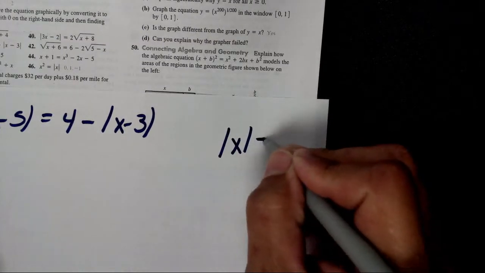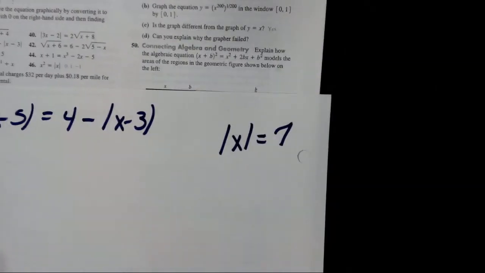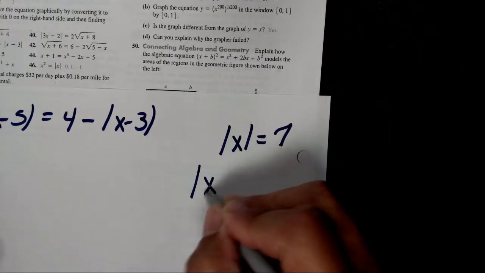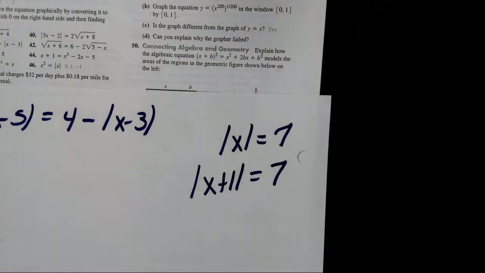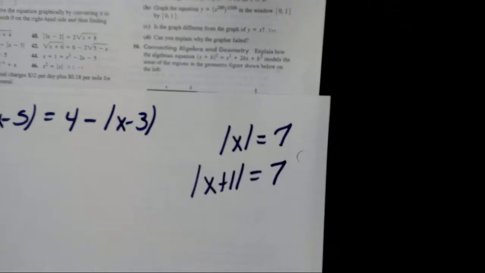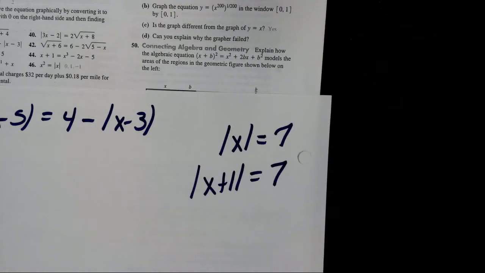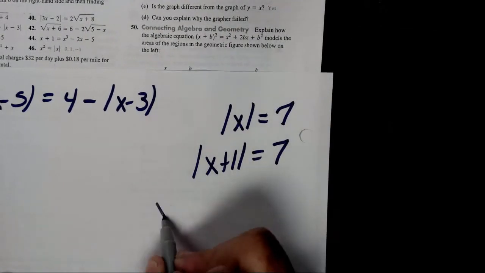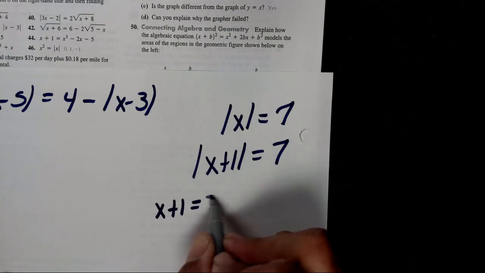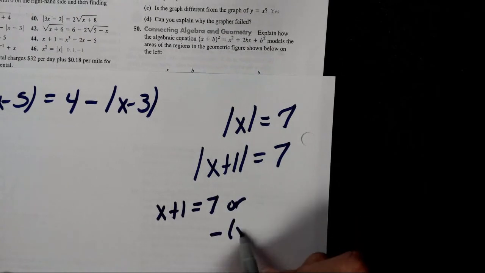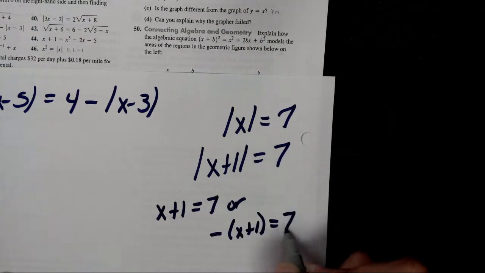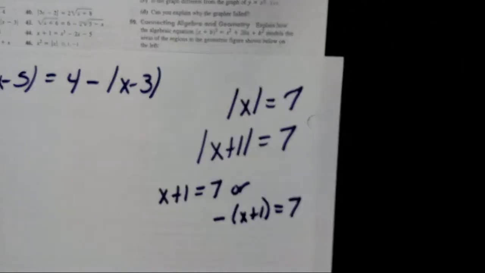If the absolute value of x equals 7, what values can x be? 7 or negative 7. Okay? If the absolute value of x plus 1 equals 7, then x could be 6 or negative 8. And the way we would come up with those two answers is we would say x plus 1 equals 7, or the opposite of x plus 1 equals 7.